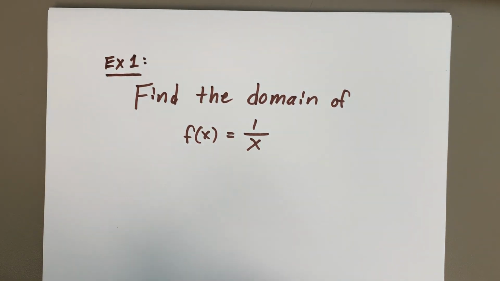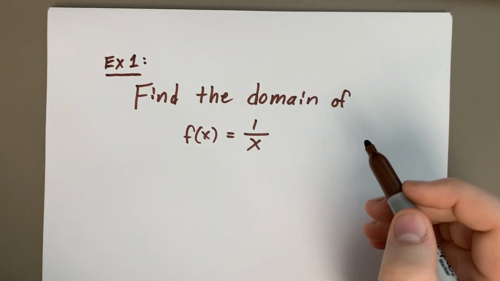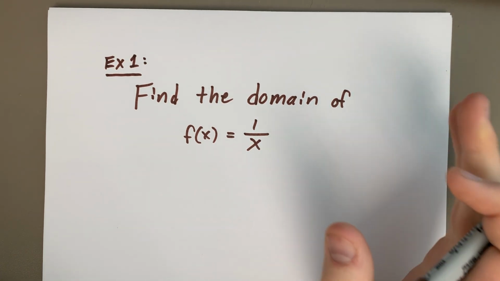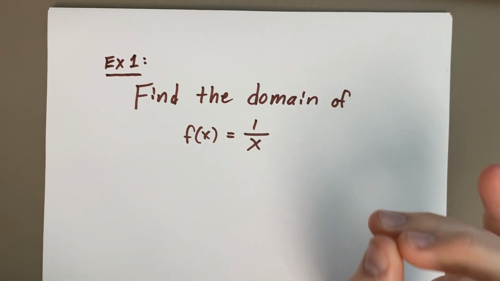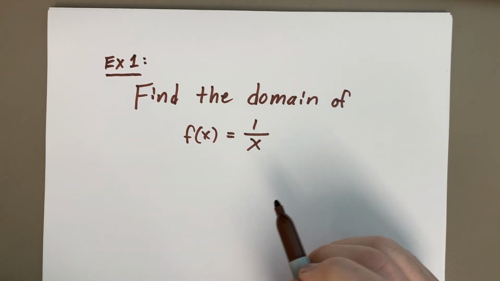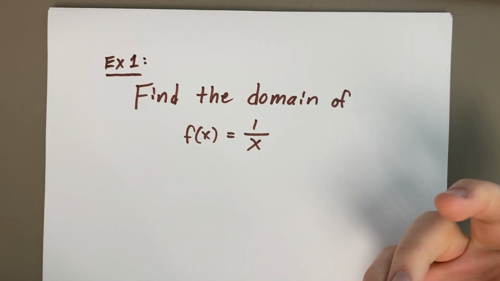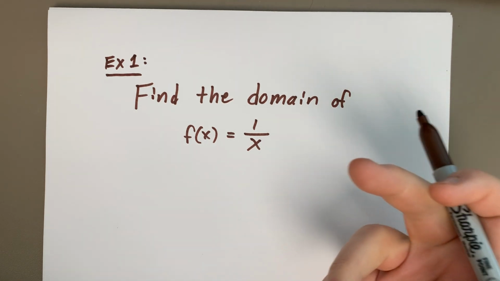So in this video, we're going to be finding the domain of the function f of x is equal to 1 over x. Okay, so remember what the domain of a function actually is. It's the set of all x values that you can plug into the function without causing problems. So one type of problem that you might encounter would be division by 0, or say trying to find the square root of a negative number.